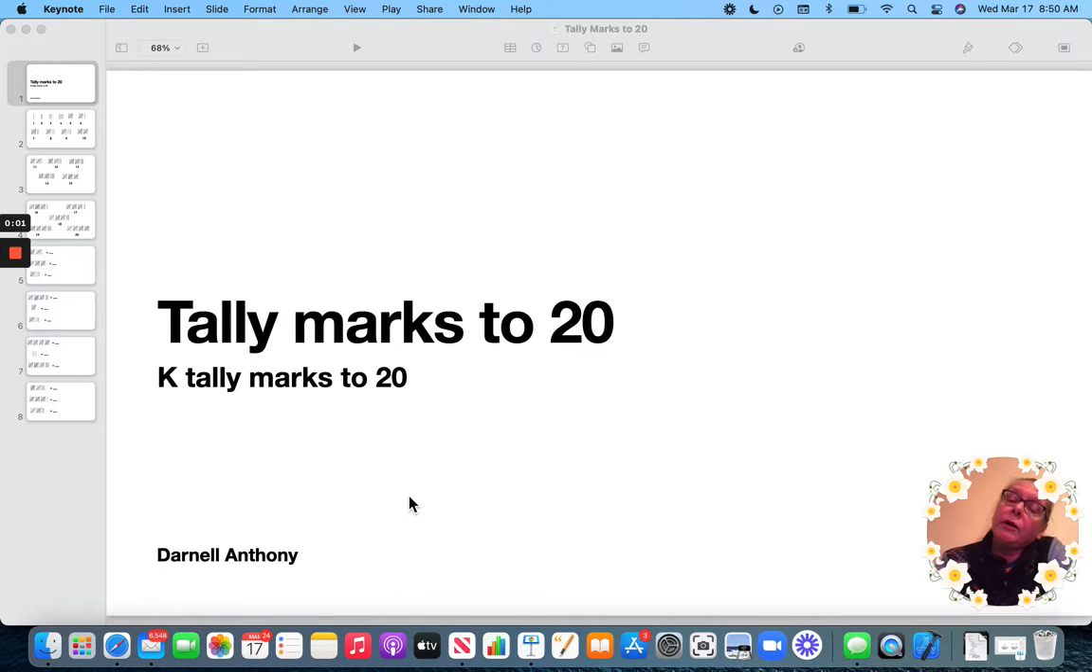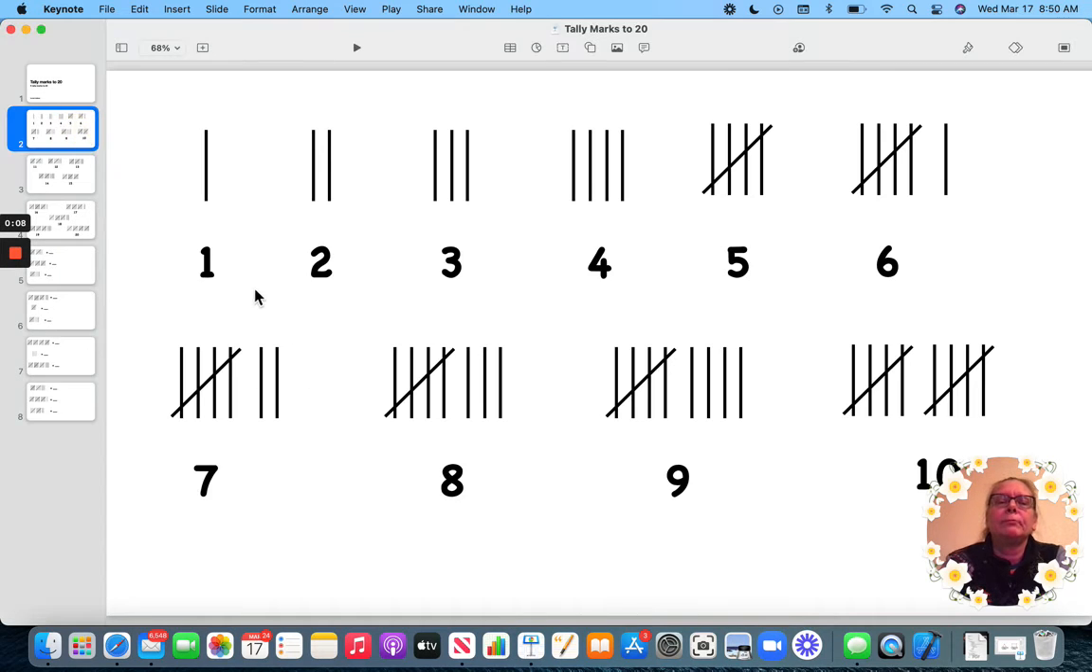Hi friends, we are going to talk about tally marks today. So we might have seen them a little bit, but today we're going to really practice them, okay? So this is what the tally marks look like.